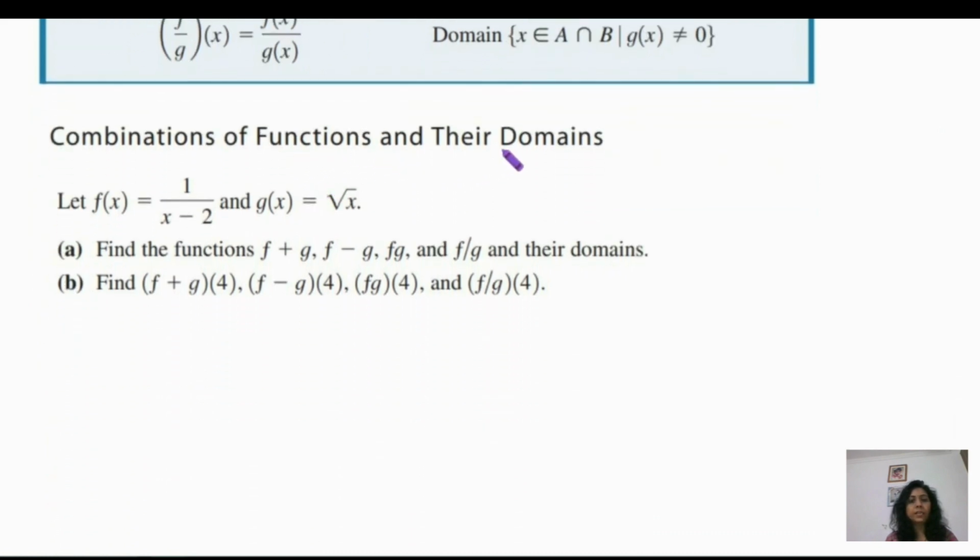Okay, here is the question: combinations of functions and their domains. Let f(x) equal 1 upon x minus 2 and g(x) equal square root x. Here are given two functions f(x) and g(x). First question, find the functions f plus g, f minus g, fg and f upon g and their domains. And then replace x with 4. Okay, so let's start the question.